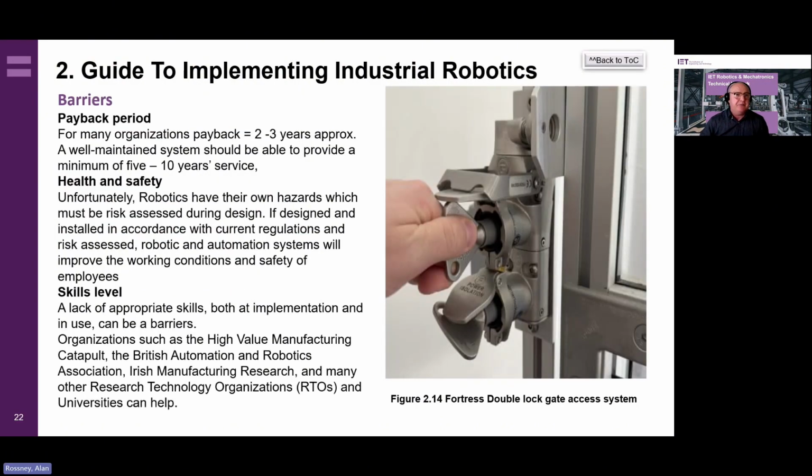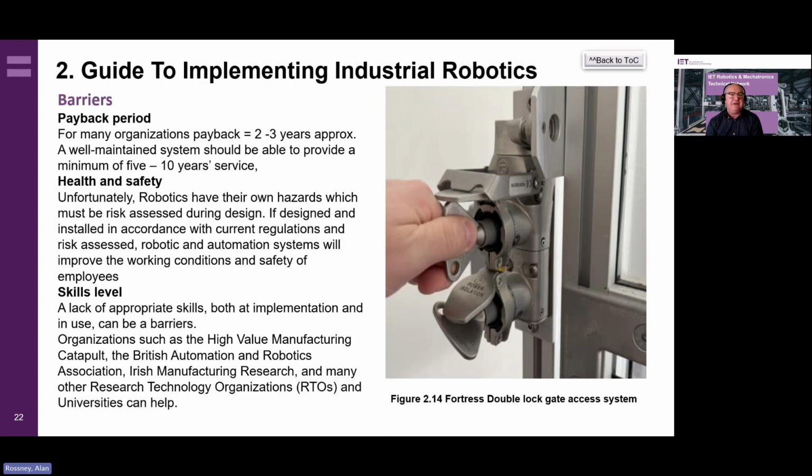So some other barriers: payback period. For organizations, a payback period of 2 years is the norm to be considered. But a well-maintained robot or automation system should be able to provide a minimum of 5 years service, with many systems continuing to operate for 10 years.